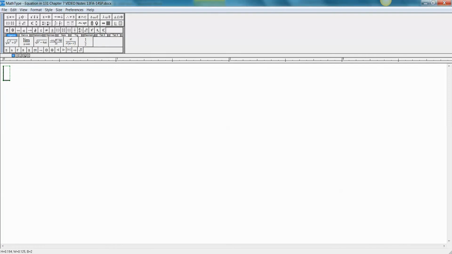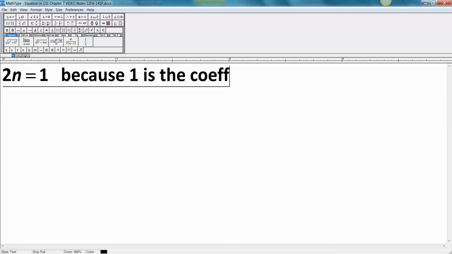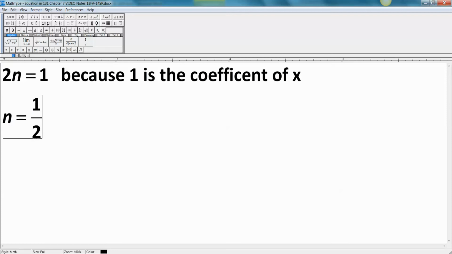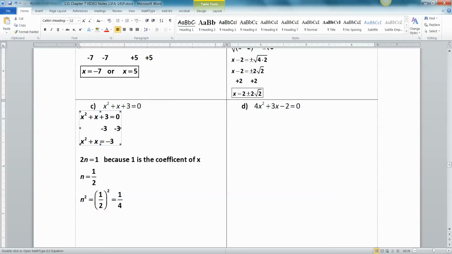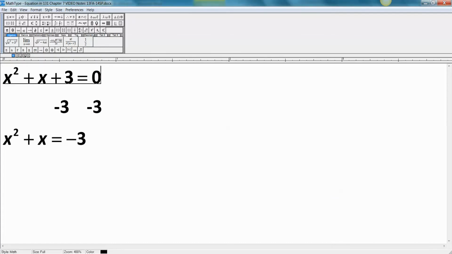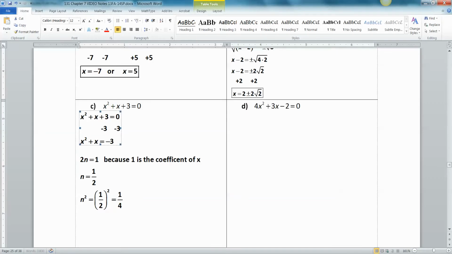So let's try this. Remember 2n is equal to 1, because 1 is the coefficient of x. Just a little reminder. So that means that n is equal to 1/2, because you divide both sides by 2. That means n squared is equal to 1/2 squared, which is 1/4. All right, so that is what we're going to add to both sides. So let me take this right here. And what you do is you add that 1/4, that n squared, to both sides to complete the square.